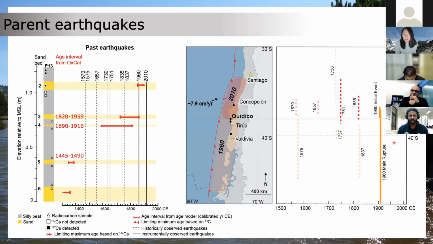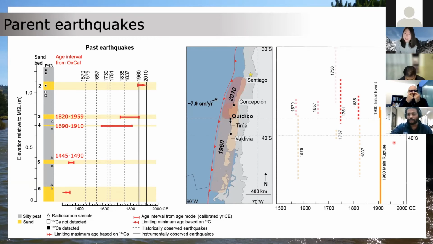Based on historical and geological evidence, the earthquake in 1837 ruptured south of Quirico, and only a low tsunami was recorded at the northern end of rupture near Concepcion. In contrast, the 1835 earthquake likely ruptured between Santiago and Tirua, generating a higher tsunami. So we suggest sandbed 3, which forms a prominent widespread deposit at Quirico, was deposited by the 1835 tsunami. If so, then sandbed 4 could have been deposited by either the 1751 or 1730 tsunamis.